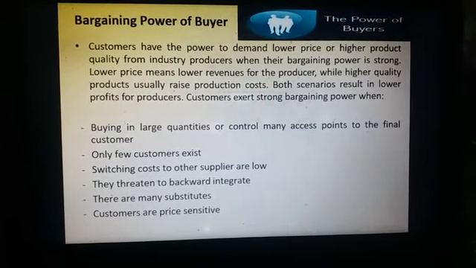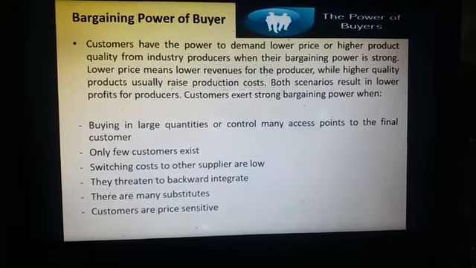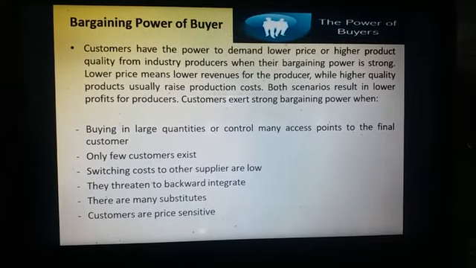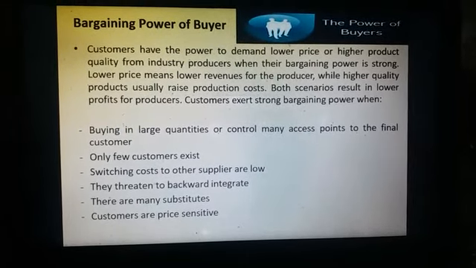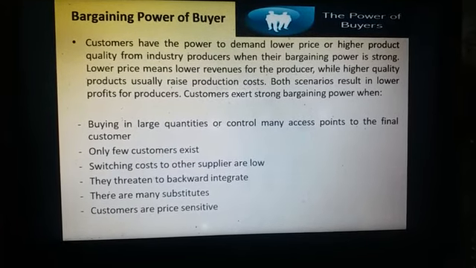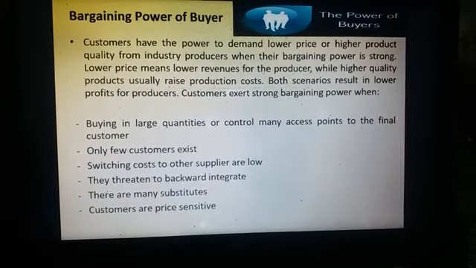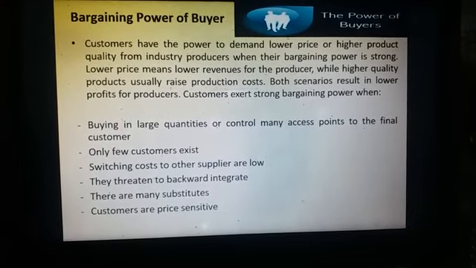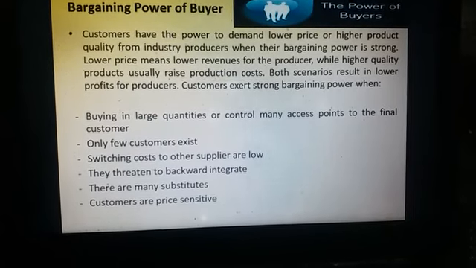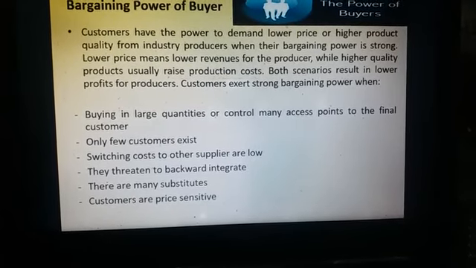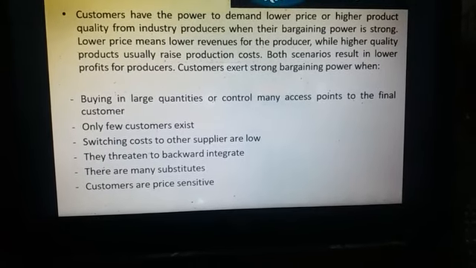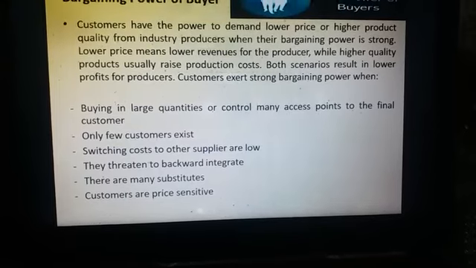Lower price means lower revenues for the producer, while higher quality products usually raise production cost. So, in both the scenarios, the result would be low profit for the producers. Customers exert strong bargaining power when buying in large quantities or control many access points to the final customer. Few customers are available in the market. Switching cost from A to B is quite low. They threaten to backward integrate. There are many substitute goods available and products are price sensitive. This whole is under the bargaining power of buyers.